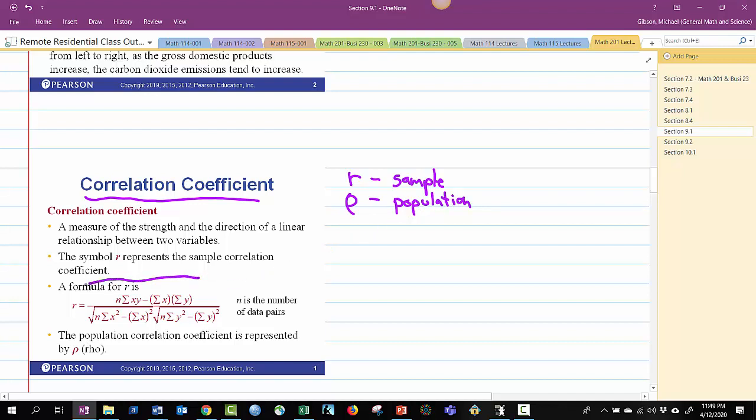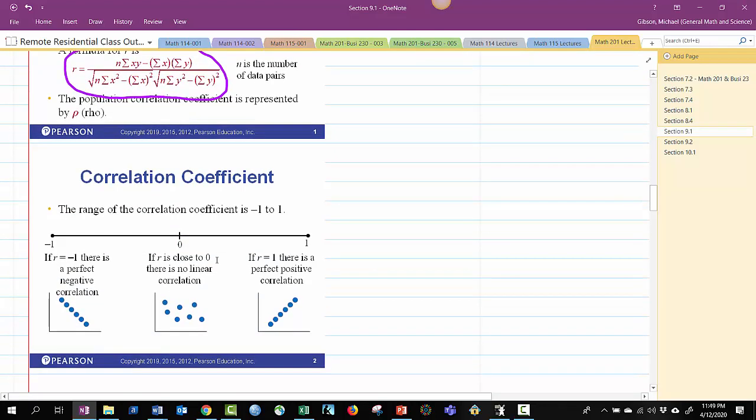Here's this big messy formula. Actually, it's probably the messiest one we've seen yet. And yet, as usual, it doesn't really matter because we're going to use technology. Both the calculators and Excel will find r. Let's talk a little bit about r itself, or rho, really the correlation coefficient. The minimum value is -1, the maximum is 1. If it equals 0, that's when there's no correlation.